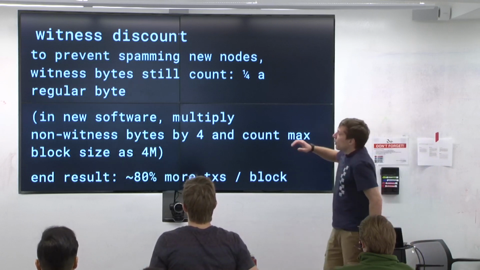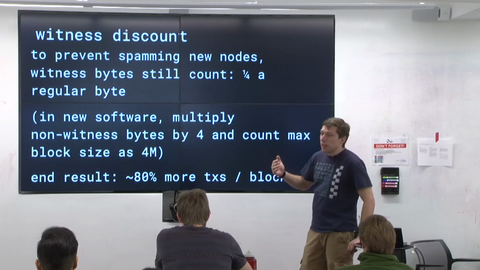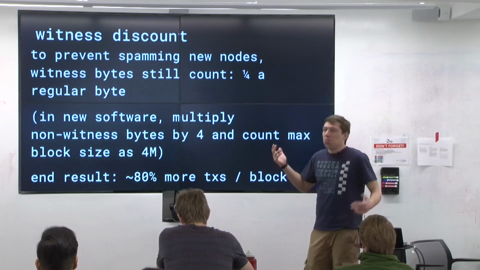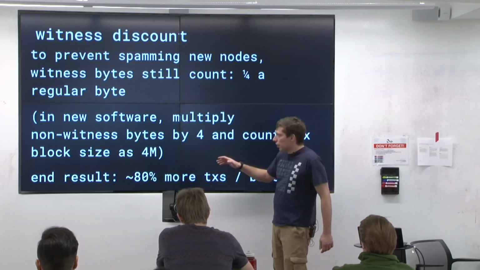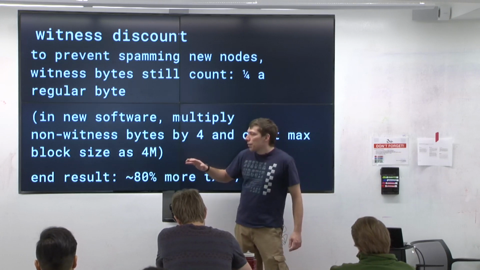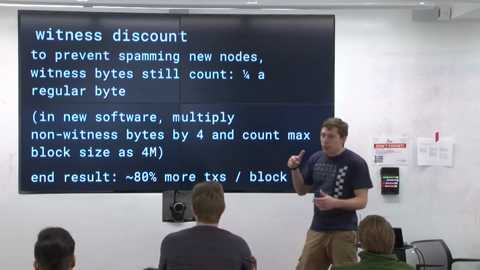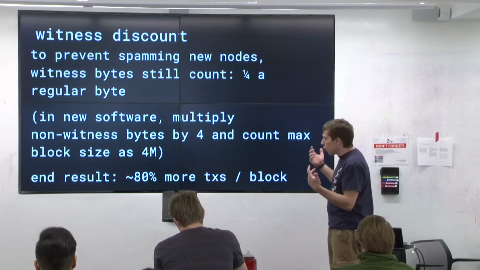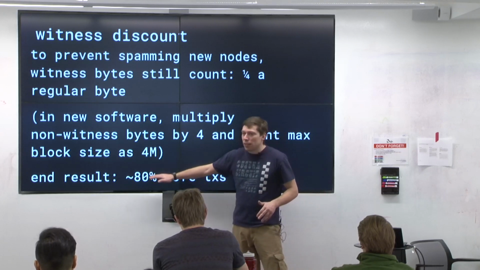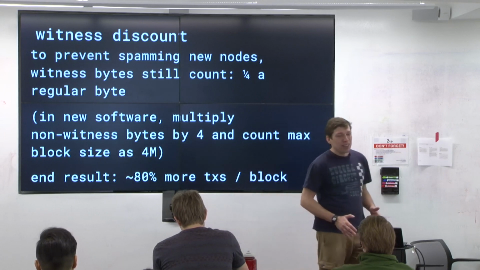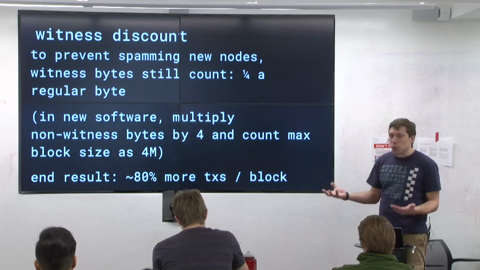So what they did is they said, okay, the witness data still counts towards that limit, but each witness byte counts as a fourth of a regular byte. Okay, kind of weird, but yeah. So in practice in the software, they multiply the non-witness bytes by 4. So every byte in the outputs and every byte in the TXID input things counts as 4 bytes, and the witnesses just count as 1 regular byte. And then we say the new block size is 4 million weight units, because we've got different weights for things.